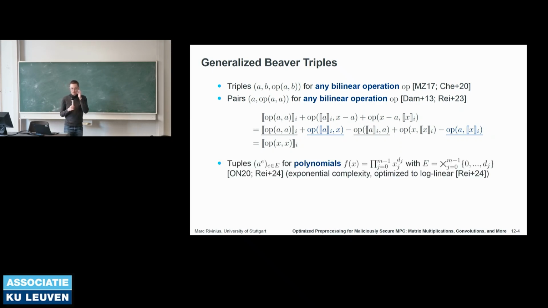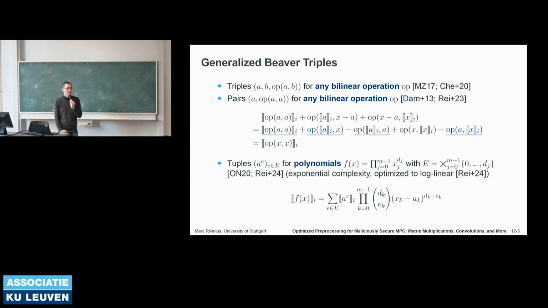There's also a version for basically any polynomial, which is also quite nice. But here you have the problem that you don't have a triple anymore, so three elements you need to process, but it's growing exponentially in the degree of the polynomial you want to do.